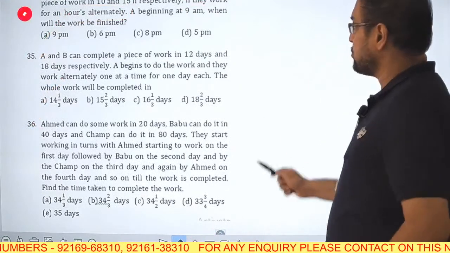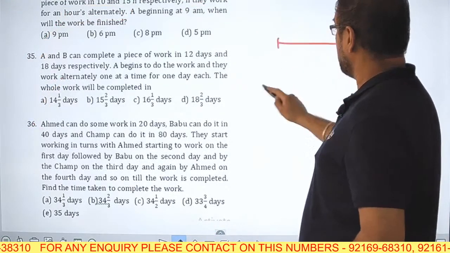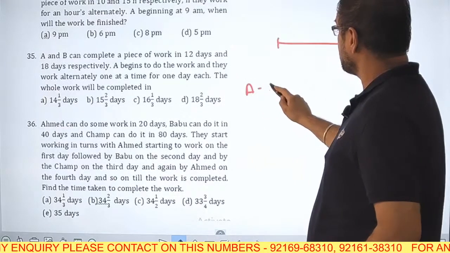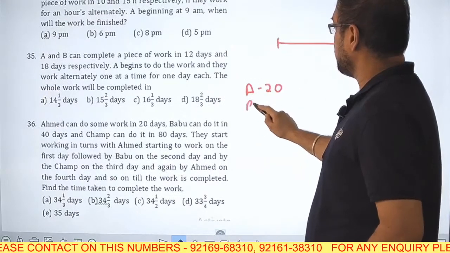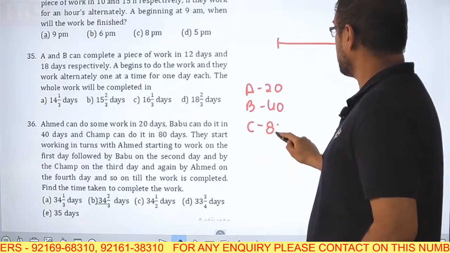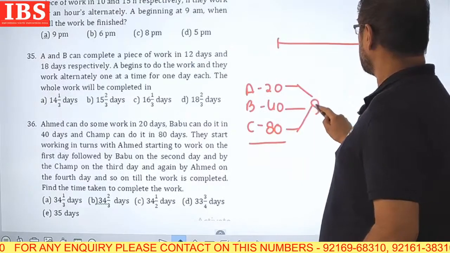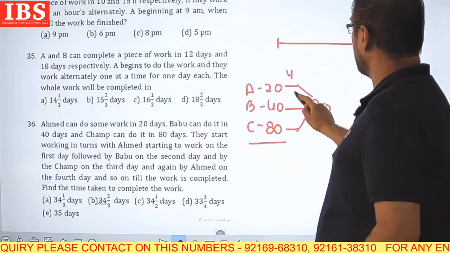Question number 36. A does the work in 20 days, B does the work in 40 days, and C does the work in 80 days. This is the question that is given to us. Now we take the total work as 80. The efficiencies are 4, 2 and 1.